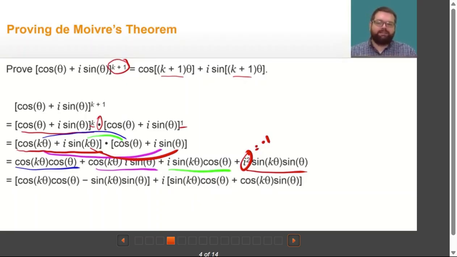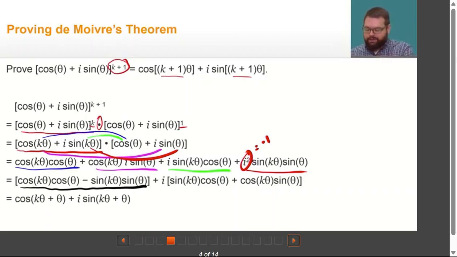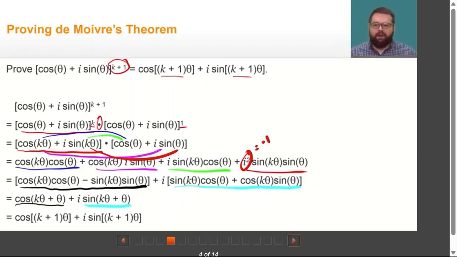Each expression in brackets is actually a trigonometric sum identity. Using the cosine sum identity, we can replace the cosine of k times theta times the cosine of theta minus the sine of k times theta times the sine of theta with the cosine of k times theta plus theta. And using the sine sum identity, we can replace the sine of k times theta times the cosine of theta plus the cosine of k times theta times the sine of theta with the sine of k times theta plus theta. The last step is to factor the theta from each of the arguments.